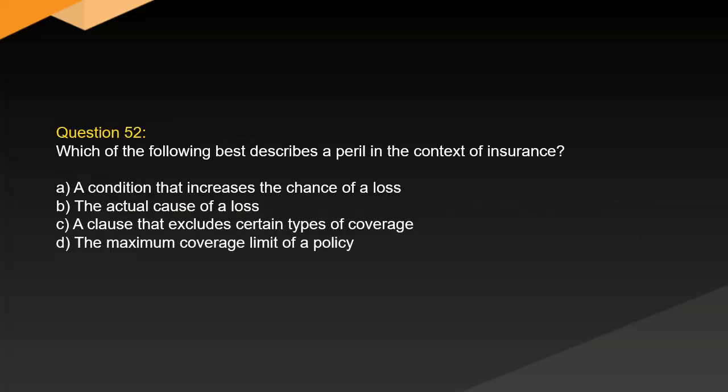Question 52. Which of the following best describes a peril in the context of insurance? A. A condition that increases the chance of a loss. B. The actual cause of a loss. C. A cause that excludes certain types of coverage. D. The maximum coverage limit of a policy.